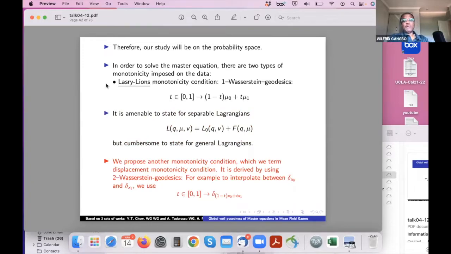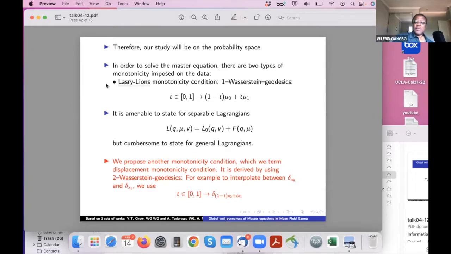We propose another monotonicity condition, which we term a displacement monotonicity condition. It is derived by using the Wasserstein 2 geodesics. For instance, if you take two Dirac masses and you want to interpolate between them, the geodesic in the Wasserstein 2 space is obtained by interpolating the points and then applying the Dirac masses.